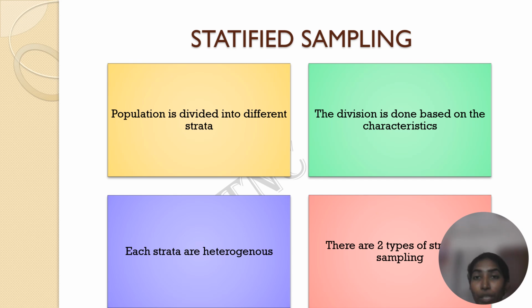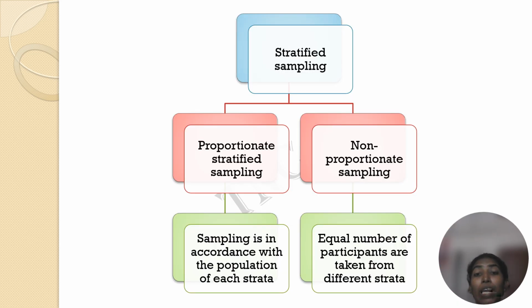So at that particular time you can adopt this stratified sampling technique. If there are different strata and you need to collect data from different strata, you can adopt stratified sampling, but only if your universe is defined. Even in the stratified sampling technique, there are two different types. One is proportionate stratified sampling. The second one is non-proportionate stratified sampling.